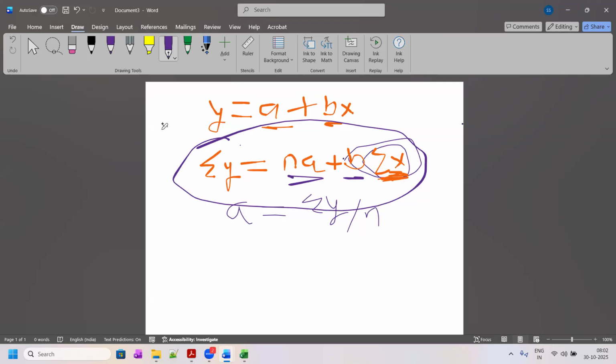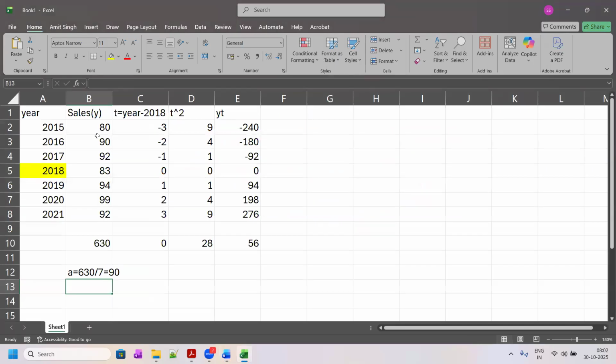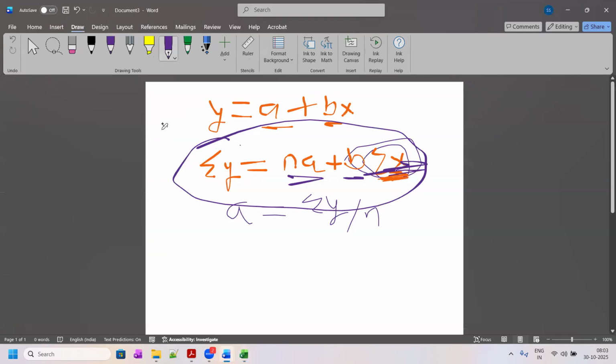But what we did, somehow we made the sum of x zero. Sum of x zero कैसे किया मैंने? मैंने क्या किया, I just took the middle most year out of these years, and then I hypothetically used one mathematical variable where I subtracted the middle most year from all the years, and that I am presenting as x or t. So अगर मेरा sum of t or sum of x becomes zero here, then my a would be sum of y by n. Is this clear?